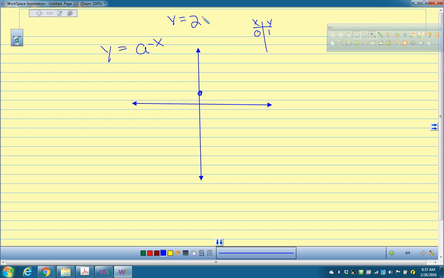y equals 2 to the negative x, okay? So if I plug in 1, what do I get out? 1/2, right? And if I plug in 2, what do I get out? 1/4. If I plug in negative 1, what do I get out? 2, right? So the effect of this is what? It flips it over the y-axis, right?